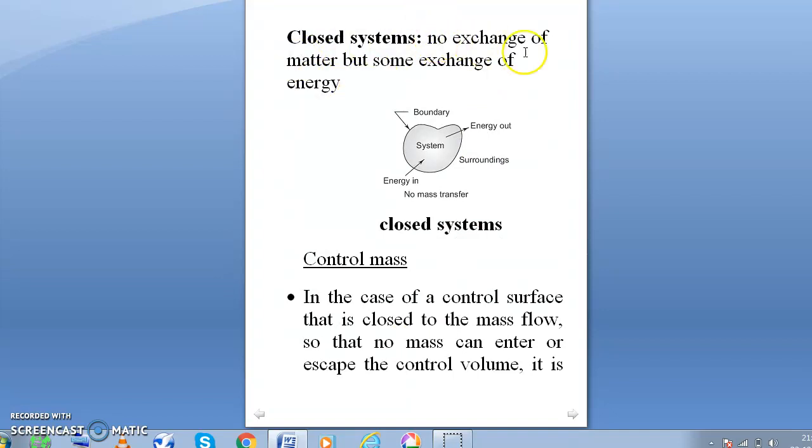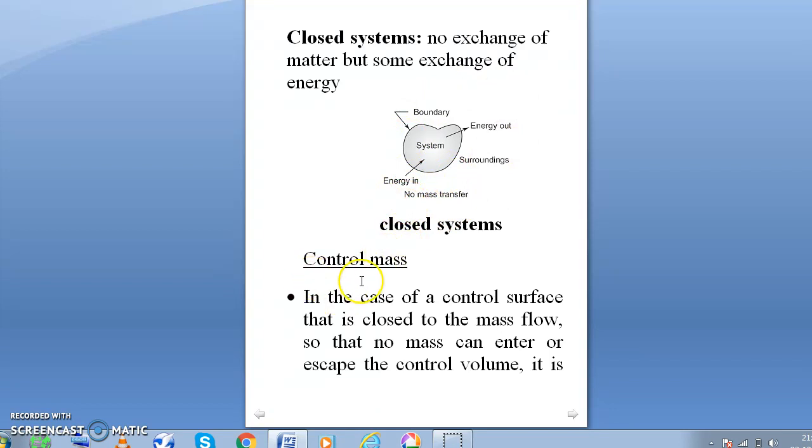Next we have closed system. In a closed system, there is no exchange of matter but some exchange of energy occurs. We can see in the diagram that the system is bounded by a boundary. There is an exchange of energy, that is energy in and energy out, but there is no matter, there is no mass transfer.